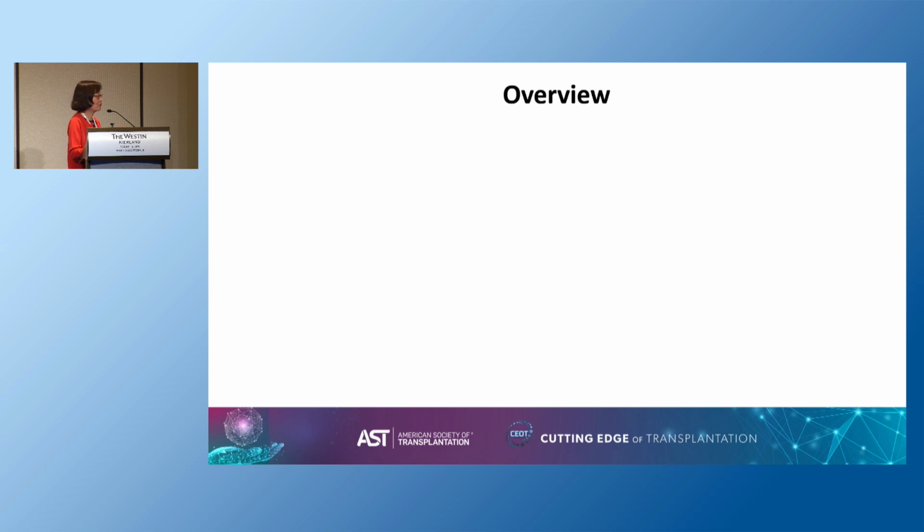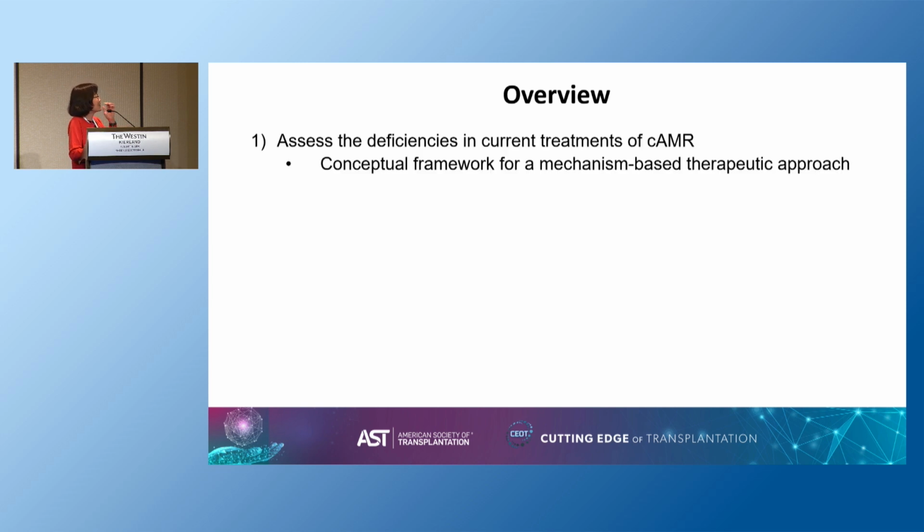Okay, so the overview of my talk, I was asked to address 3 questions. The first is to assess the deficiencies of current treatments of chronic AMR, and because I still want to have friendly colleagues, I'm not really going to address the deficiencies, but actually provide a conceptual framework from a scientist's point of view of how to assess these mechanism-based therapeutic approaches, so to propose a way to develop a mechanism-based therapeutic approach.